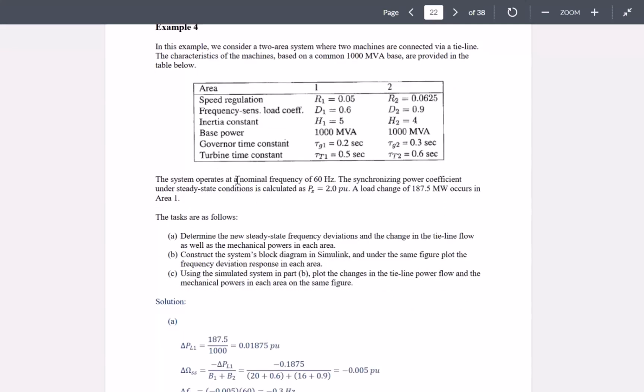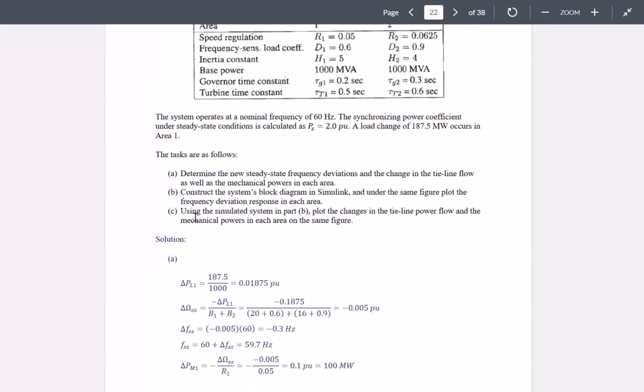We're saying that the system is operating at a nominal frequency of 60 hertz. The synchronizing power coefficient under steady state conditions is 2 per unit. A load change of 187.5 megawatt is happening at area 1. We want to see what happens. This system does not have the ACE signal, the area control error.